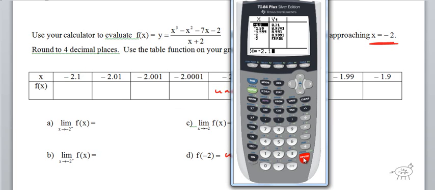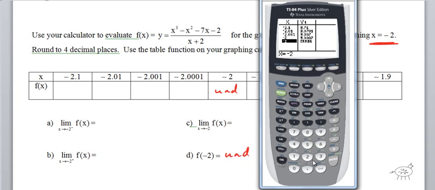Negative 2.1, hit enter. Negative 2.01, hit enter. Negative 2.001, enter. Negative 2.0001, and look what that's going to turn into. If I type that in, it still says negative 2. And let me type in one more, the one we actually got undefined at. So I type in negative 2.